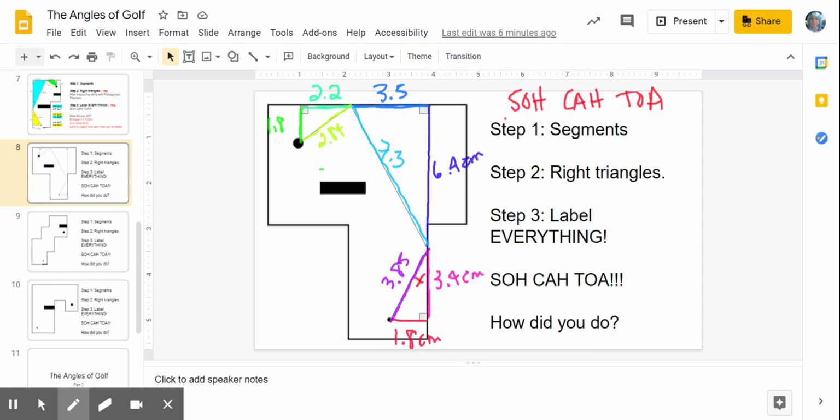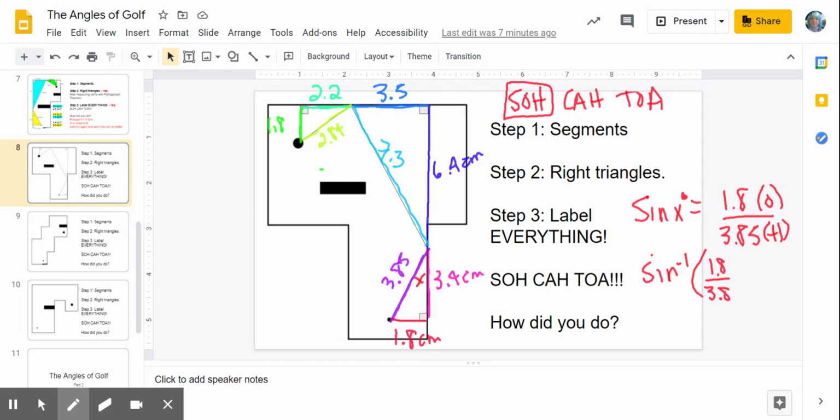Sine. Okay. For sine, we want opposite and hypotenuse, right? So if I'm going to do sine of x, I need the opposite, which is 1.8. That's the O. Over the hypotenuse, which is 3.85. That's the H. Because I'm looking for the angle, I really need to do inverse sine. So inverse sine of 1.8 divided by 3.85 gives me what? So you need to go over to your calculator, do inverse sine, 1.8 divided by 3.85, and we get what? Remember, your calculator needs to be in degree mode. 27.8.